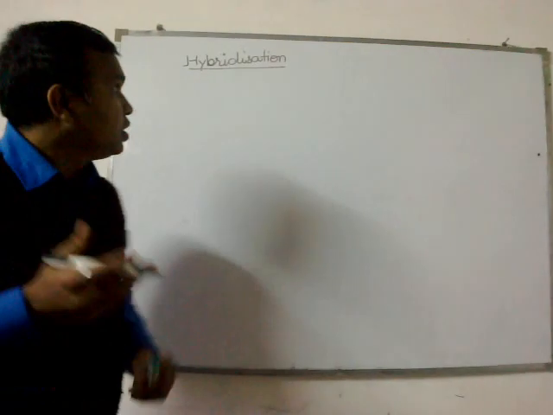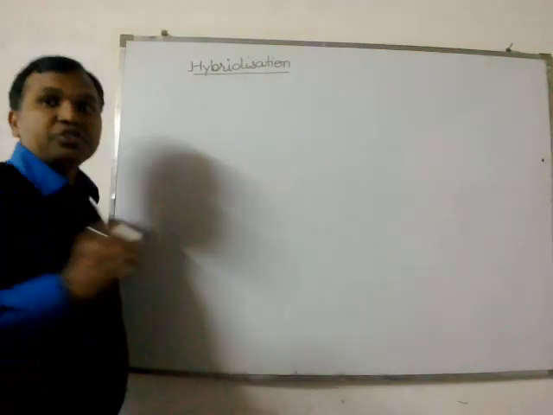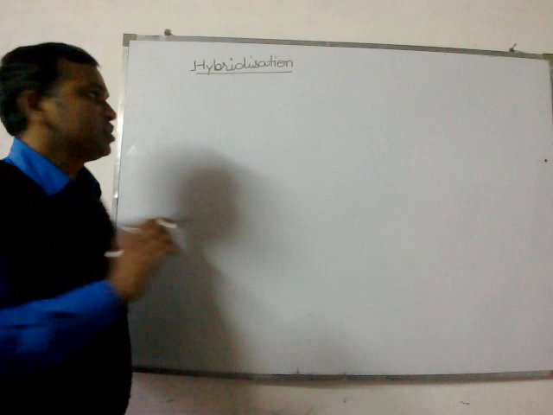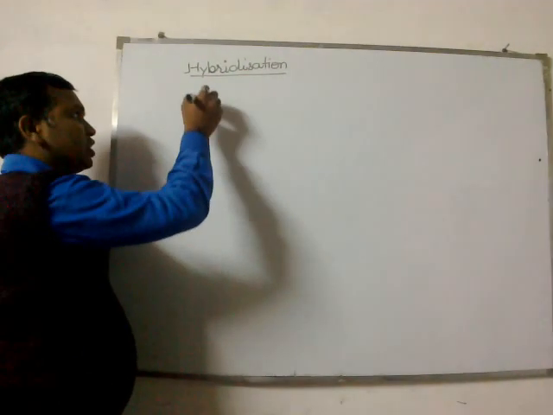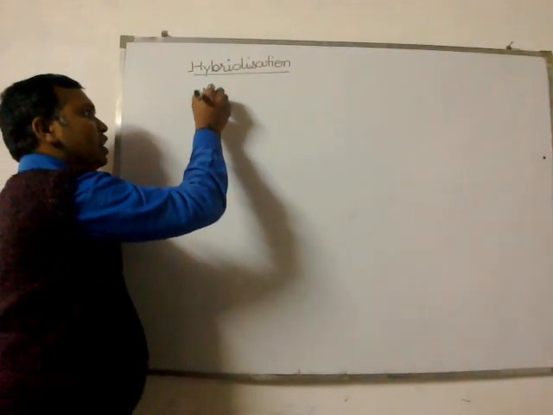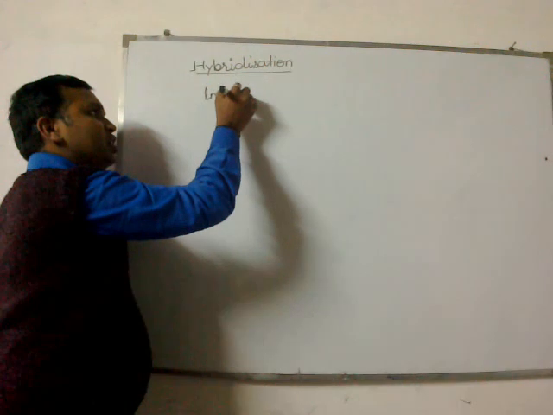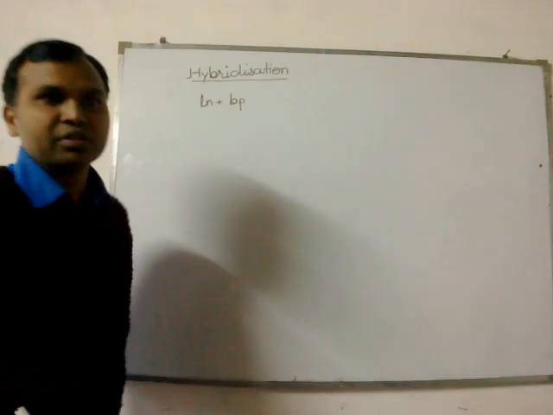Hybridization. Here I am going to show you the trick to find the hybridization quickly. For that we have one condition: we have to add the lone pair electrons and bond pair electrons.